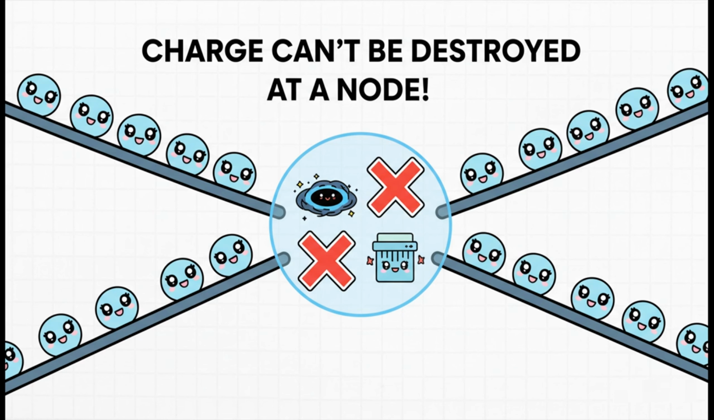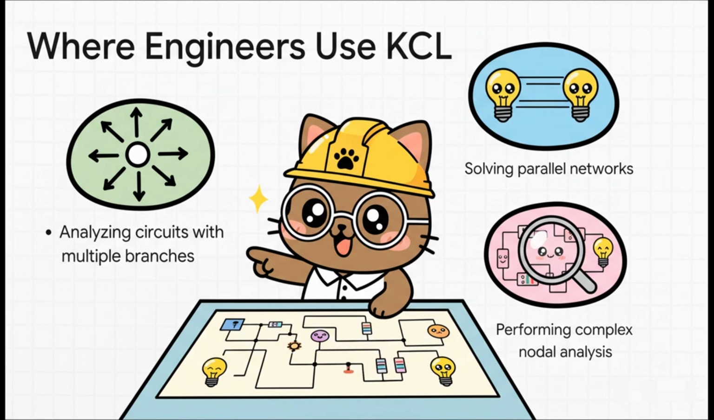A node isn't some magical box that eats electrons or spits out new ones. It's just a T-junction in the road. And since the charge itself can't be destroyed, the flow of charge, which is what current is, has to be conserved too. Whatever flows in must flow out. And believe me, this isn't just something you learn for a test. Engineers rely on this every single day. Anytime you've got a circuit that splits into multiple branches, or you're dealing with components in parallel, KCL is the tool you use to make sense of it all. It's the key to unlocking even really complex circuit problems.